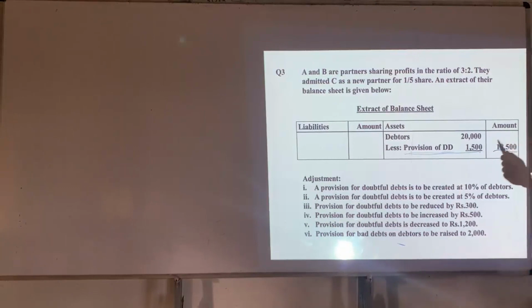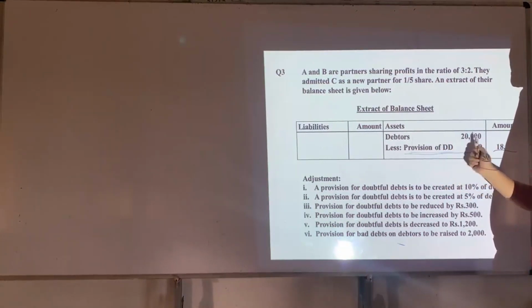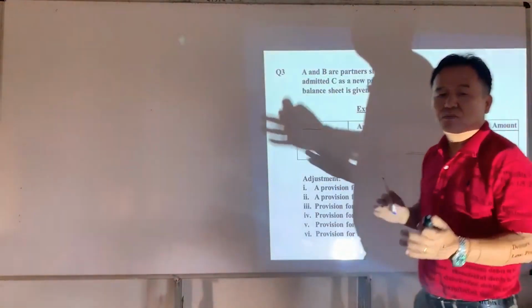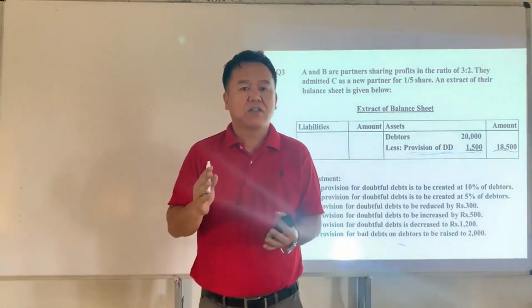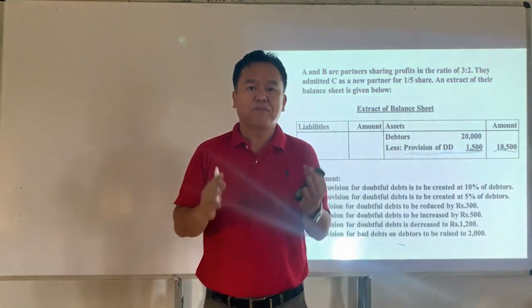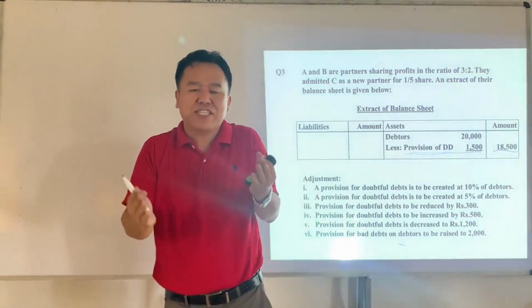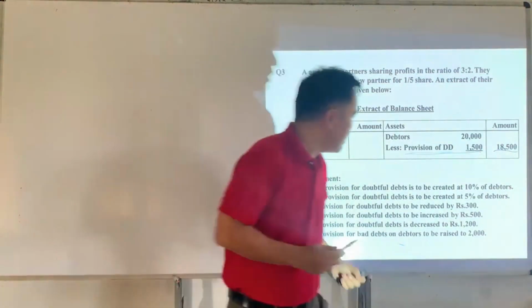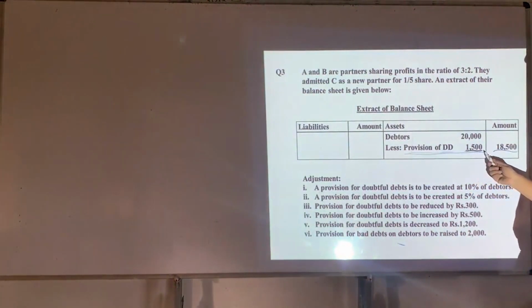Now the question is, why provision for doubtful debt is deducted from the debtor? Since provision for doubtful debt is an expected loss, so according to the principle of conservatism, all the expected losses should be treated as an actual loss. Therefore, we assume that this amount will not be recovered from the debtor. That is why we deduct this amount from the debtor.